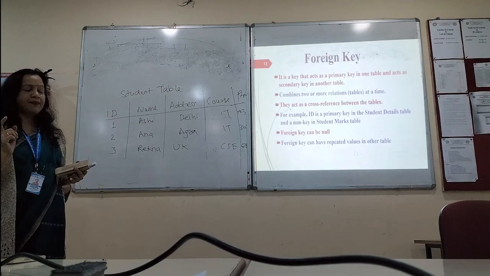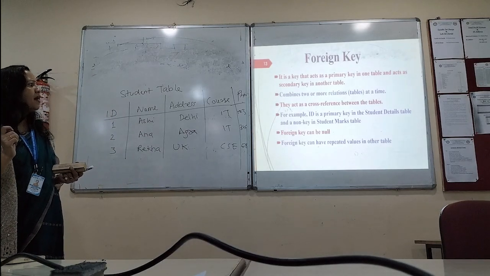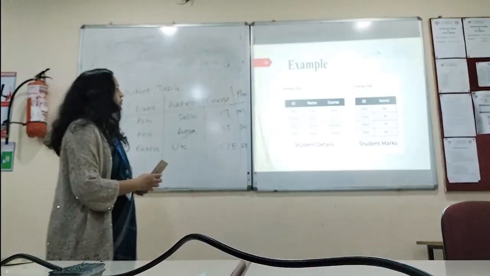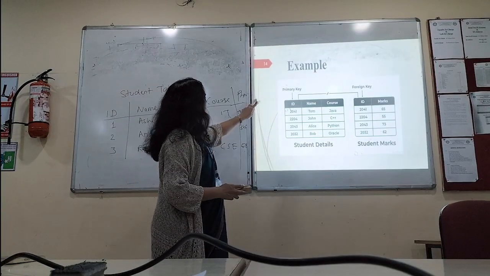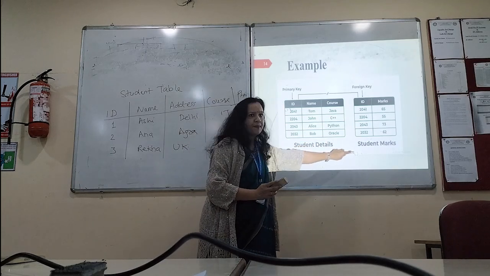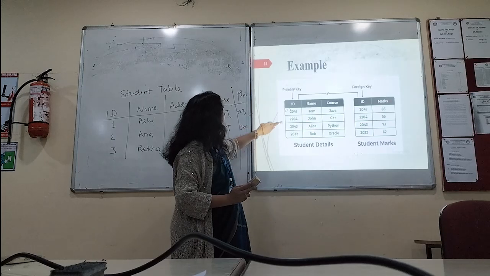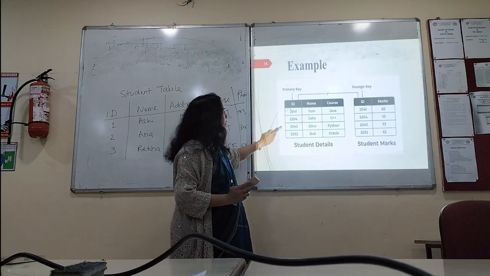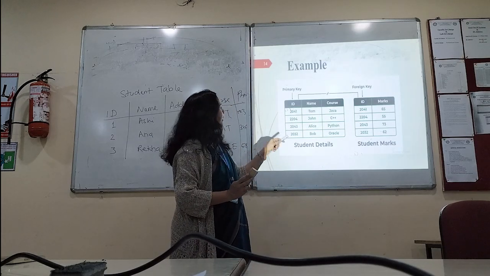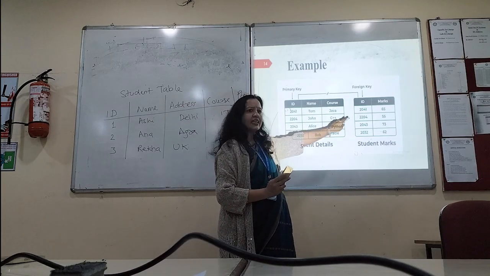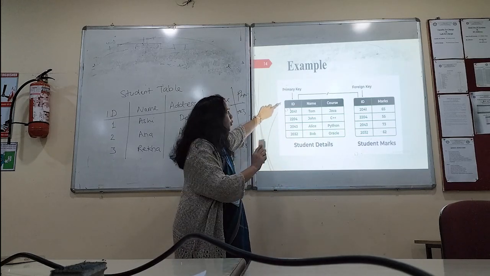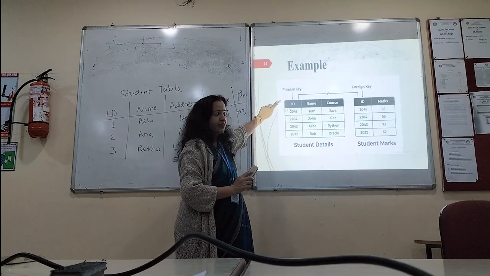Foreign key can be null. Foreign key can have repeated values in the other table. So these are all the points about foreign key. I will give you an example of this. Now you can see this is the primary key here. This is a table of student details. This is a table of student marks. Here we have ID as the primary key for student details. We have the same attribute in the second table, student marks, where it is acting as a foreign key, right? So this attribute is connecting both the tables through the foreign key, right?